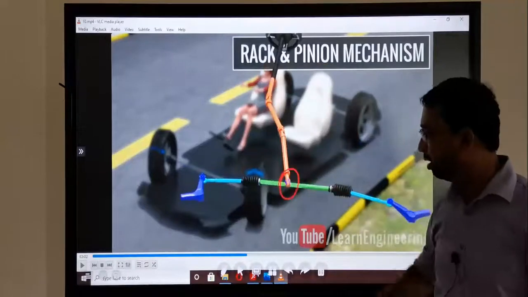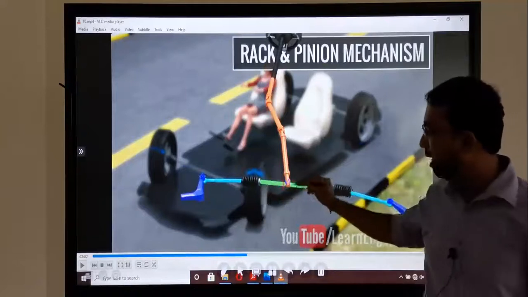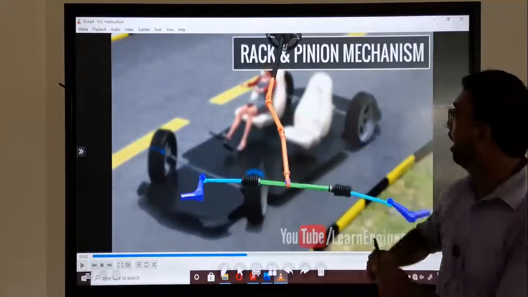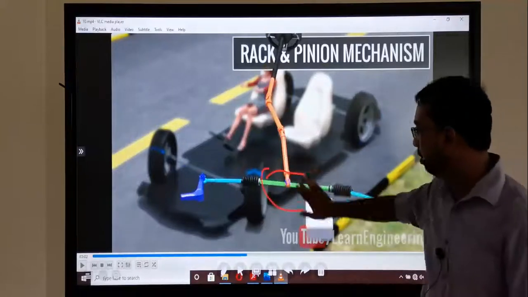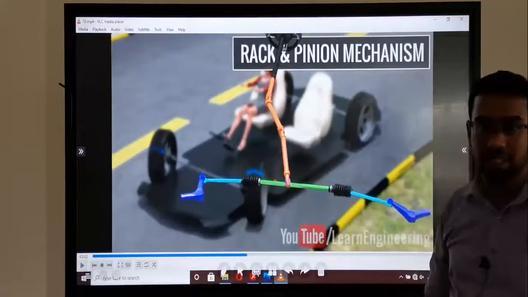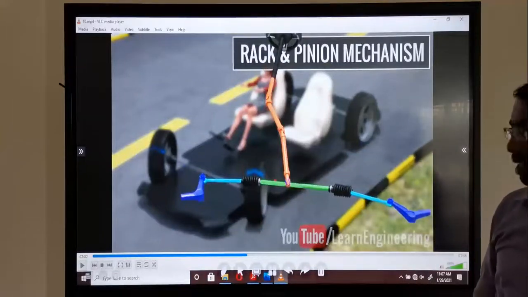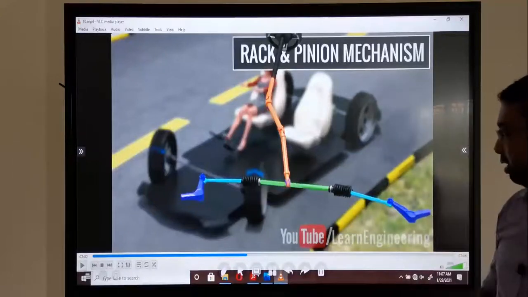Here there is a gear thread. We call this part the pinion, and this is the rack and pinion mechanism. This is the rack. Onto that rack, you can see some outer threads. So this is called the rack.